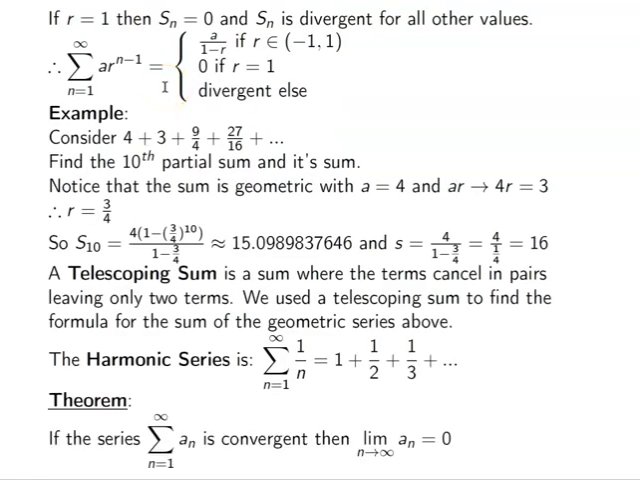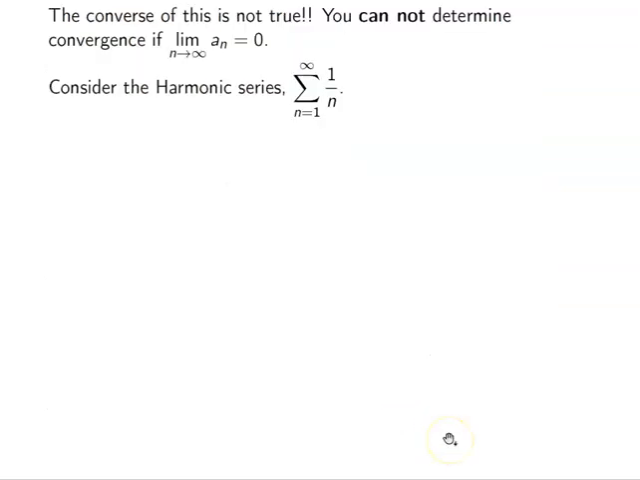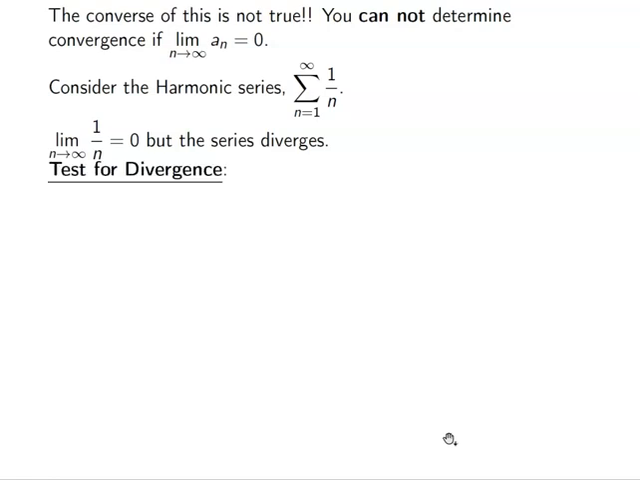So again, I'm reiterating this a lot because it's very important. I cannot use the limit of the terms in order to determine convergence. But if I have convergence, I can talk about the limit. So it doesn't go both ways. It only goes in one direction. That's the important thing I'm trying to stress here.